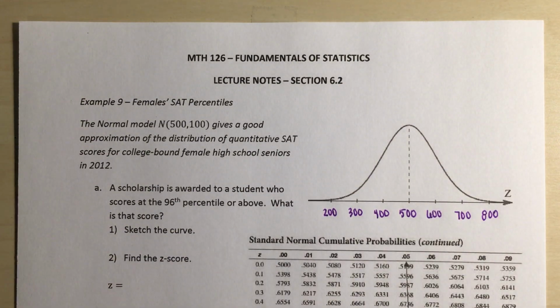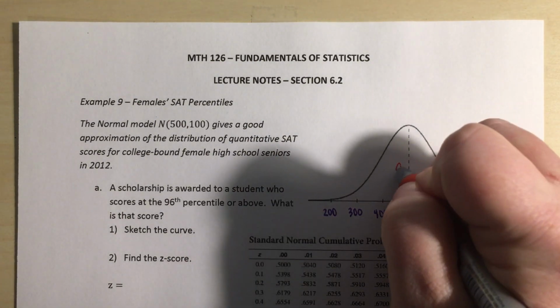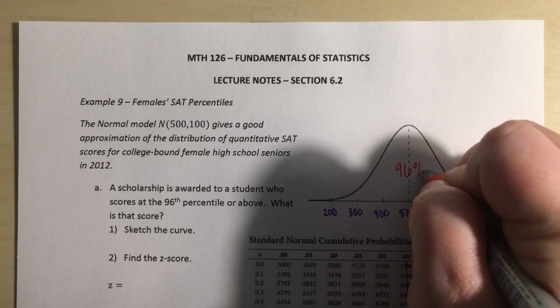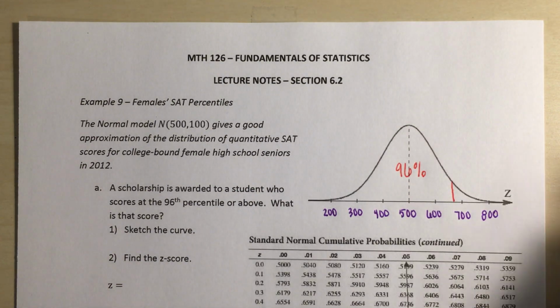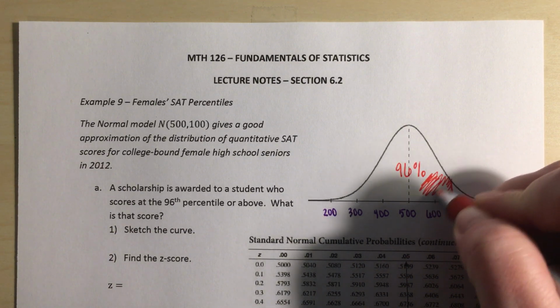Now we want to shade this in. We're thinking of our 96th percentile, so we want to shade in approximately 96% of our curve. We don't know exactly where this is going to land. I'm just going to draw a line right around here and say that this represents approximately 96%, and we're going to shade the area to the left of this.